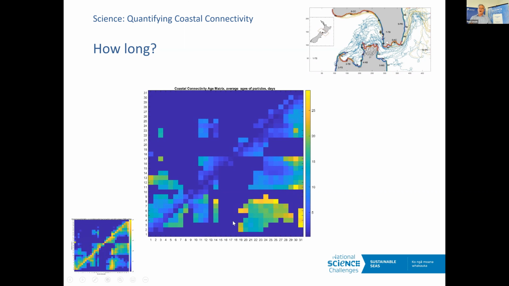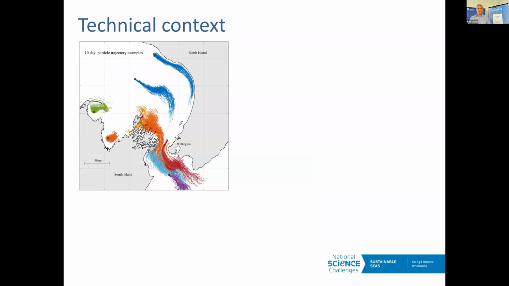So again, these matrices are just ways of communicating to a scientist about connectivity. They don't mean a lot to most people. We have to really work with them for a while to get a sense of how useful they can be. So we're trying to quantify this. So that gives you a bit of a technical context to what we're doing.